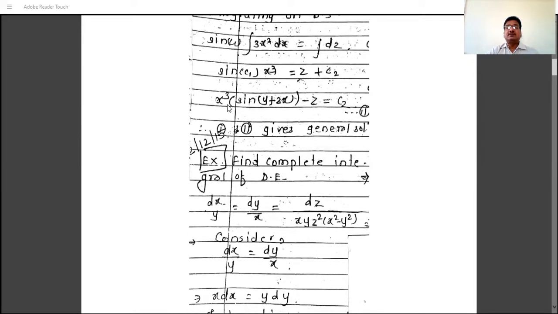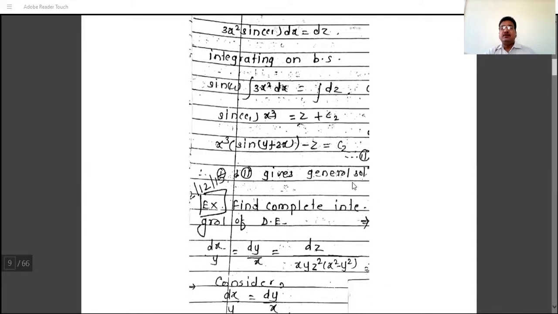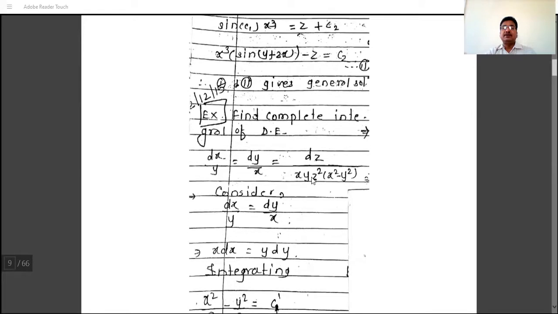Therefore we have x cube sin c1 is equal to z plus c2. So substitute c1 as y plus 2x, minus z is equal to c2, and this is the second solution, and therefore 1 and 2 give the general solution of the given differential equation.